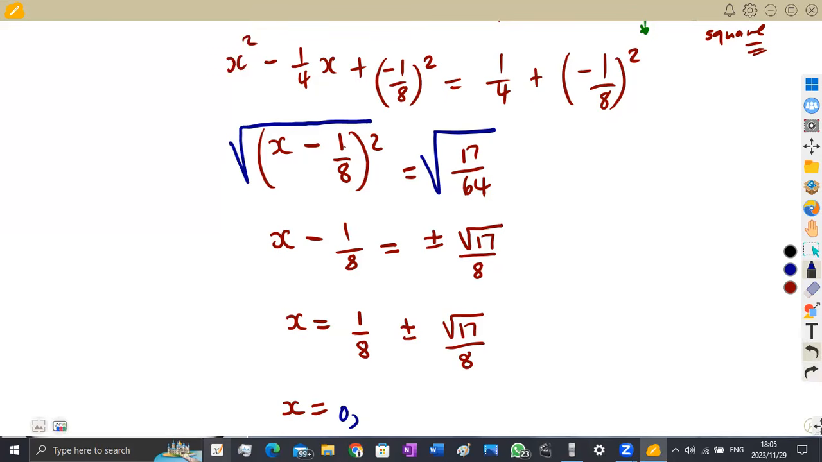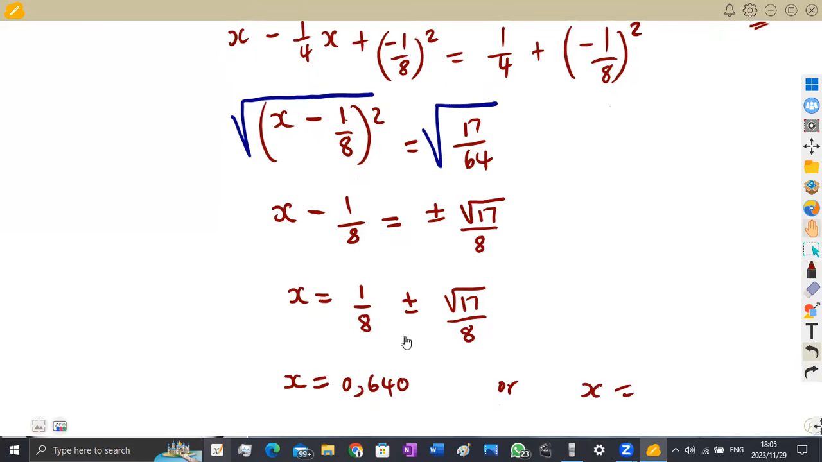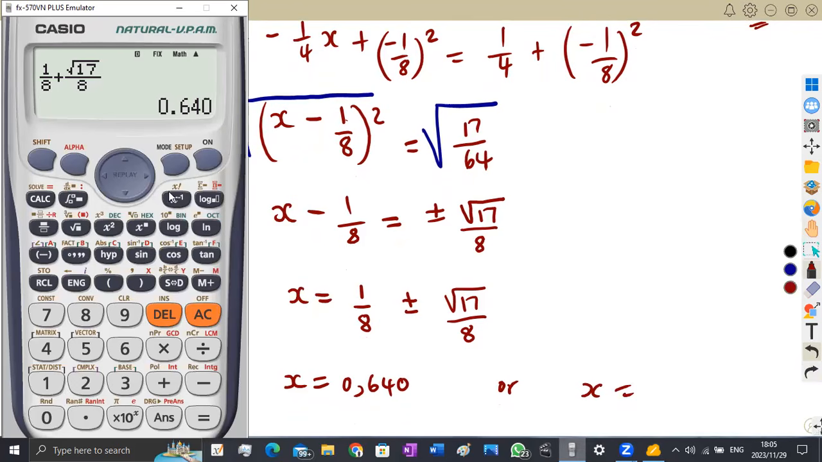0.640. So this is the value of x that you're going to have for a positive, or we are going to have our x when this is a negative here. So we're just going to put a negative here on this part. Let's remove this and put a negative there.